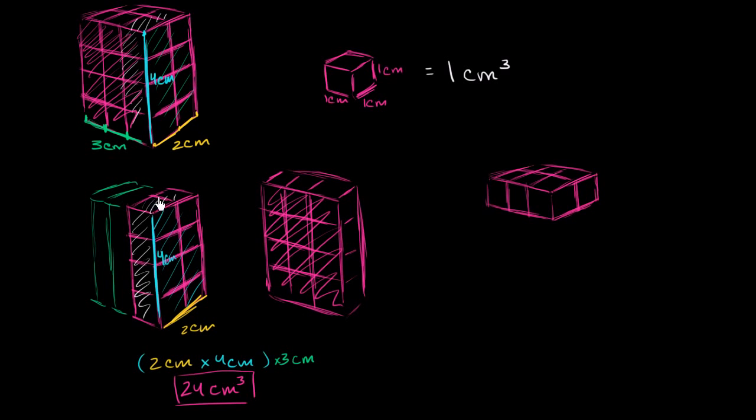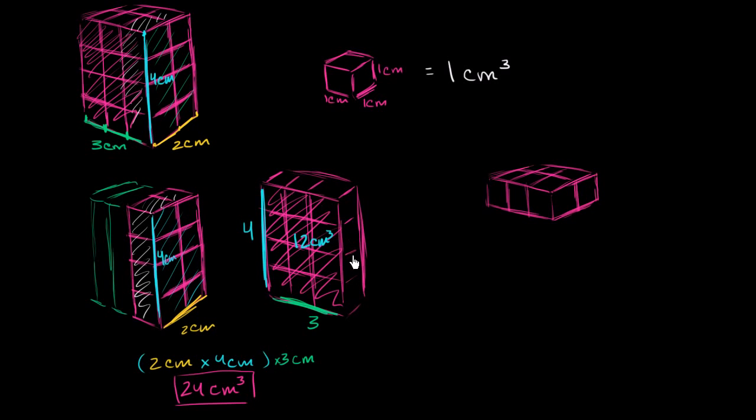This surface is 3 centimeters by 4 centimeters by 4 centimeters. Let me do that in that blue color. Color changing is always difficult. So its area is going to be 12 square centimeters, and 12 is also the number of cubes that we have in that slice.